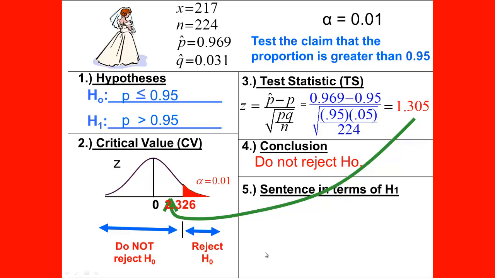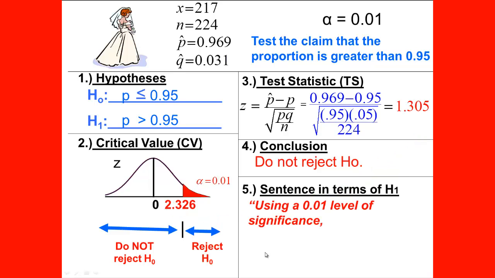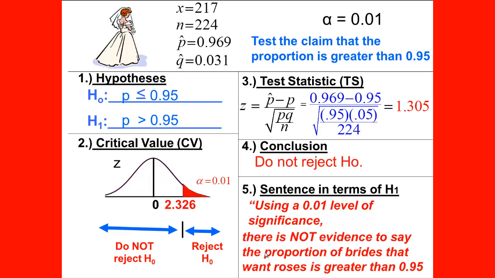And then our sentence becomes, using a 0.01 level of significance, there is not evidence to say that the proportion of brides that want roses is greater than 0.95.